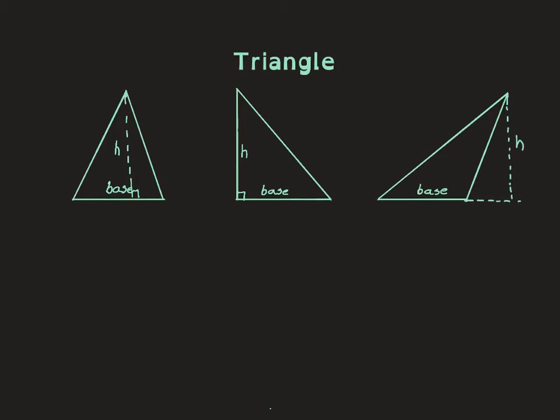The formula for area of a triangle is a half multiplied by the base multiplied by the perpendicular height. Using symbols, capital A for area is 1/2 bh, 1/2 base times height.